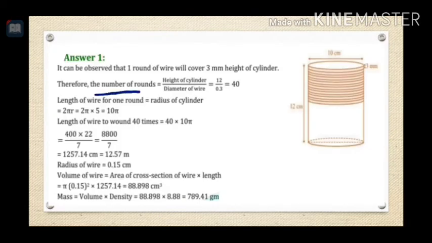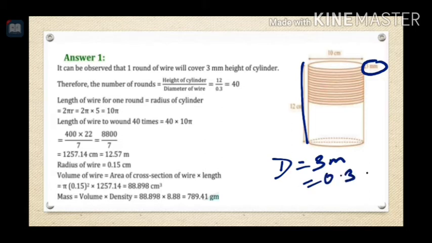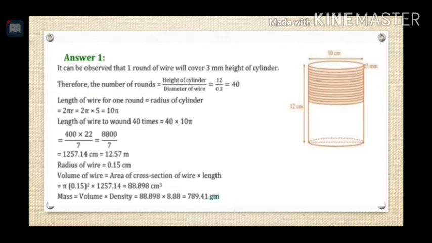As you can see, when you are covering this curved surface area with the wire, it will take some rounds. The number of rounds is equal to the height of the cylinder divided by the diameter of the wire. The diameter of the wire is 3 millimeter, which is equal to 0.3 centimeter. Therefore the total number of rounds will be 12 by 0.3, that is 40. So how many rounds are there? 40.